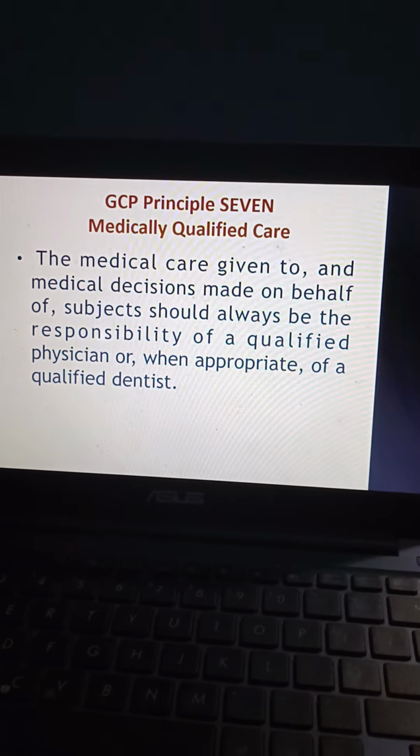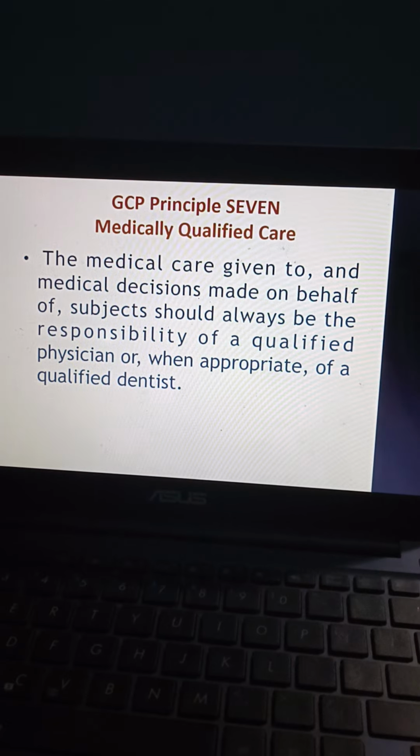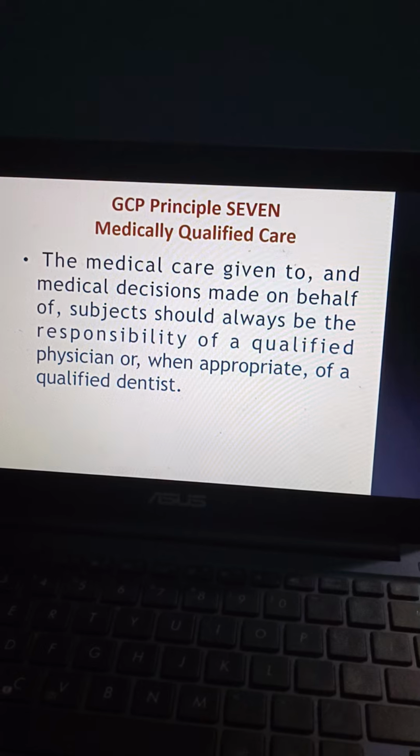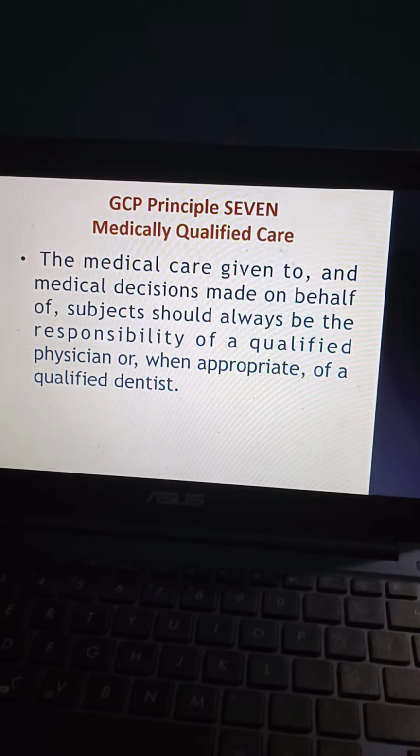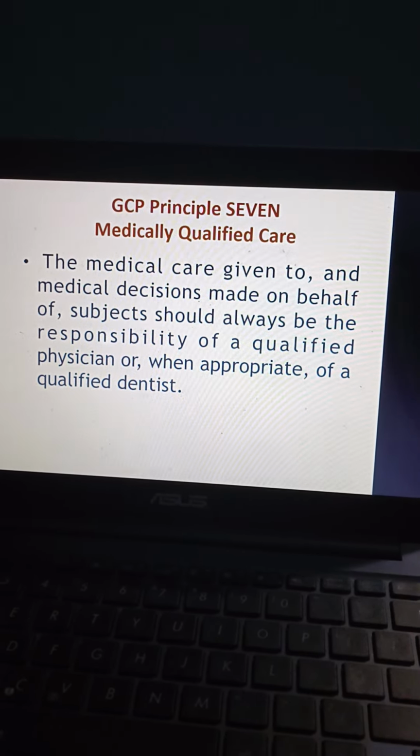Then GCP Principle 7, medically qualified care. The medical care given to and medical decisions made on behalf of subjects should always be the responsibility of a qualified physician or, when appropriate, of a qualified dentist. Then GCP Principle 8, trained and experienced personnel. Each individual involved in conducting a trial should be qualified by education, training, and experience to perform his or her respective tasks. Then GCP Principle 9, informed consent.